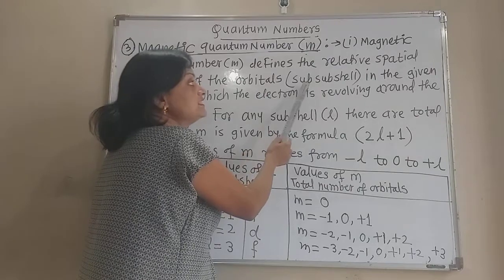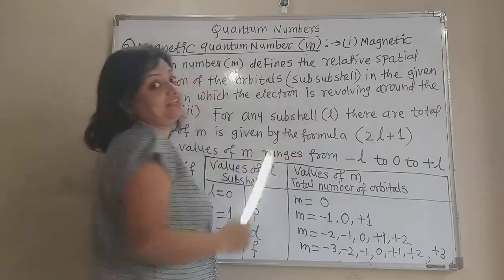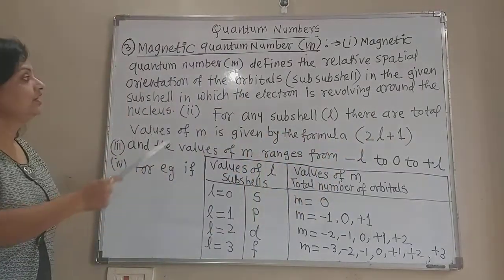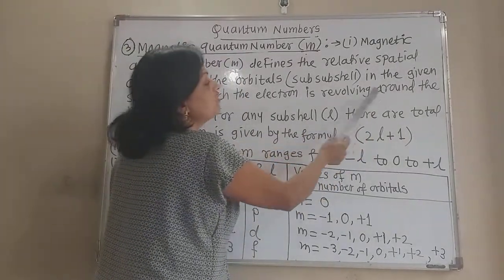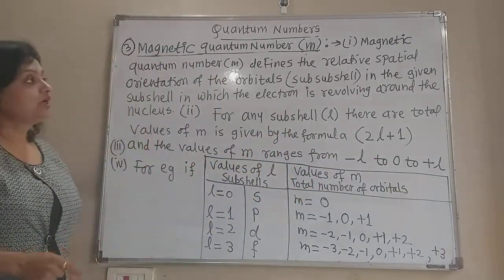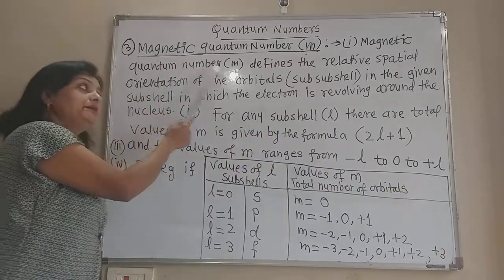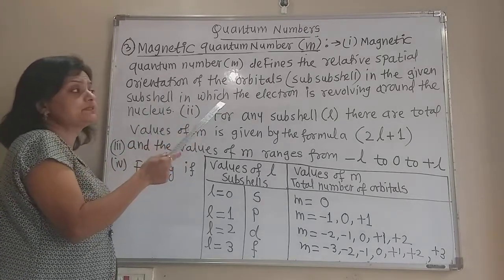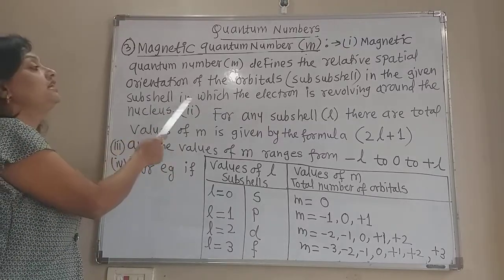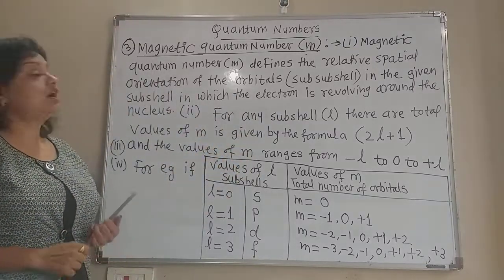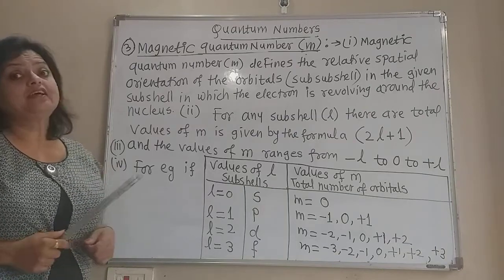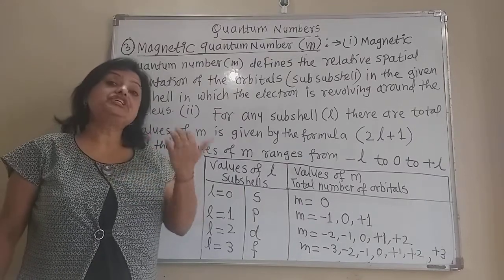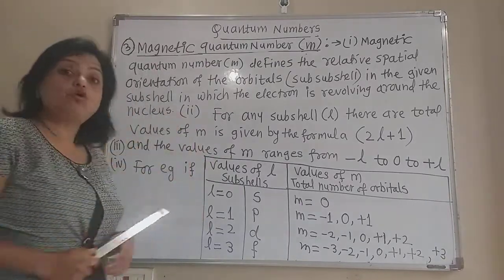Orbitals are nothing but the sub-subshells, and they are present in the given subshell in which the electron is revolving around the nucleus. So this magnetic quantum number m defines the relative spatial orientation of the orbital, that is the sub-subshell present in the subshell in which the electron is revolving around the nucleus. In this way, the very finer shell, that is the orbital, is given by this magnetic quantum number.